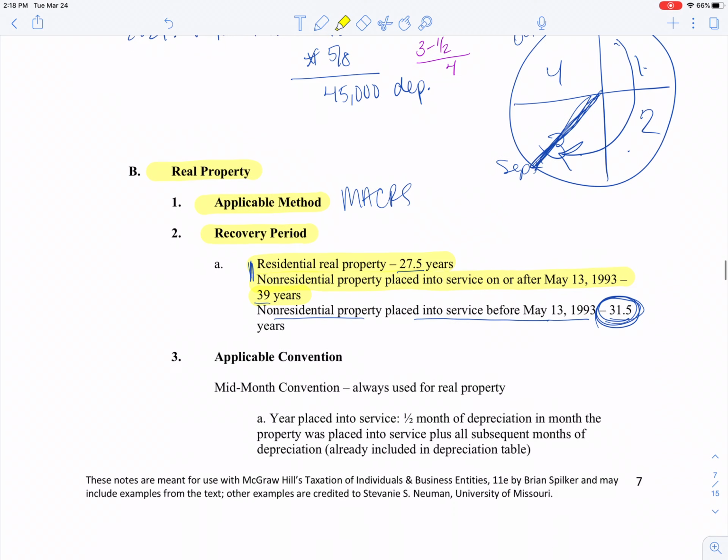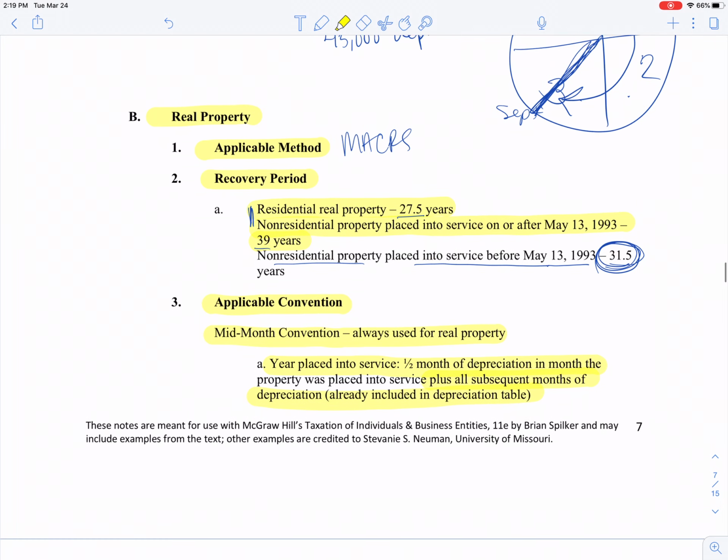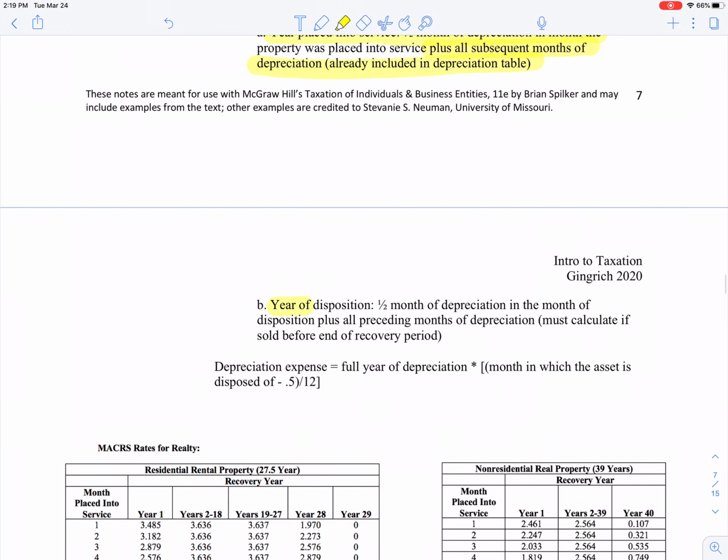We also need to know the convention. The convention that we use for real property is mid-month, and we always use that for real property. So in the year placed into service, you get a half a month of depreciation in the month the property was placed, plus all subsequent months of depreciation, which will be already included in the table. I'll show you that table in just a minute. Then in the year of disposition, just like what we've seen before, you get a half month of depreciation in the month of disposition, plus all the months that you held the asset before that.